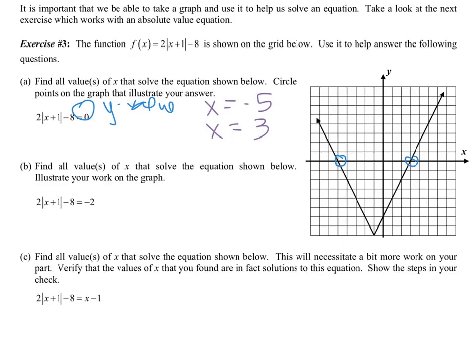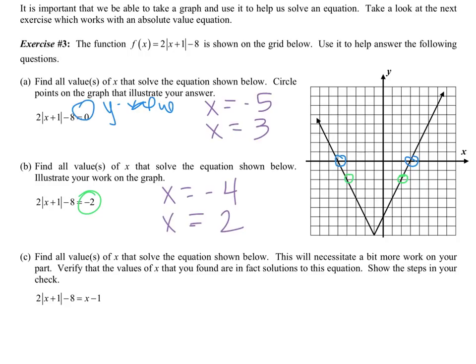So this next one is saying when y is negative 2. So we find when y is negative 2, that's right here and right here. When y is negative 2, x is negative 4, and x is 2.